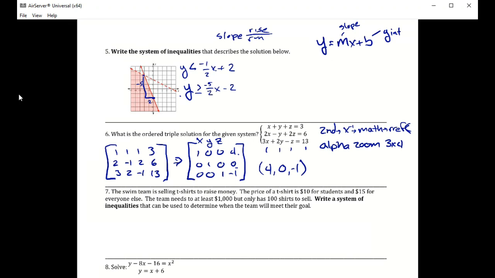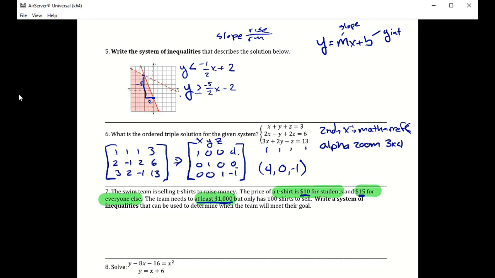All right, number 7. Swim team is selling t-shirts to raise money. T-shirt price is $10 for students, $15 for everyone else. The team needs to make at least $1,000. So we're going to pause right here because we have an equation. Anytime you see money, and then an at least money or more than money, there's your first inequality.